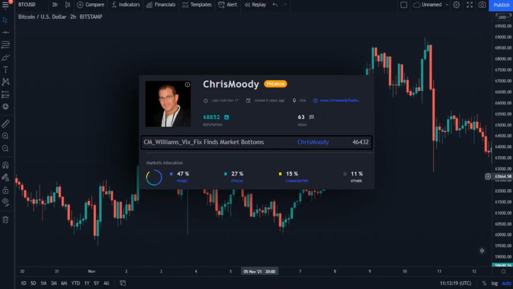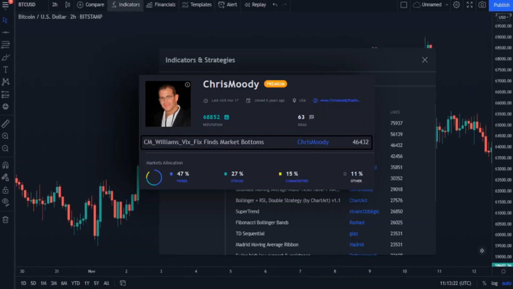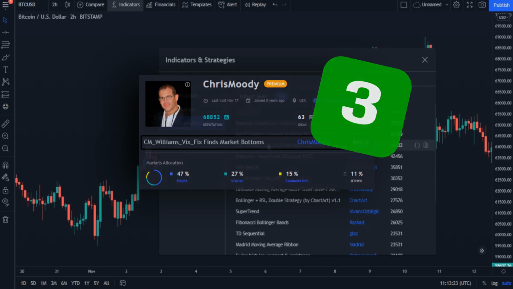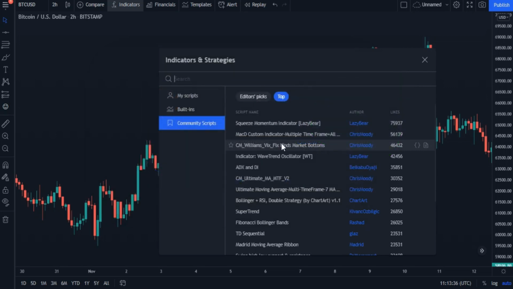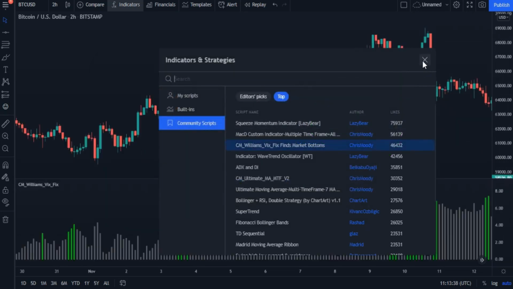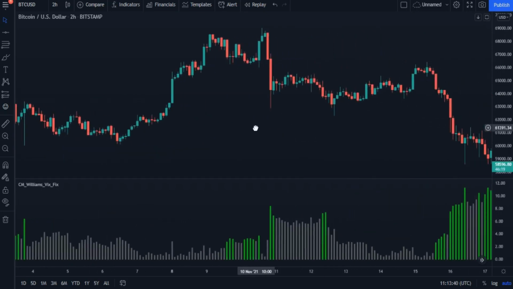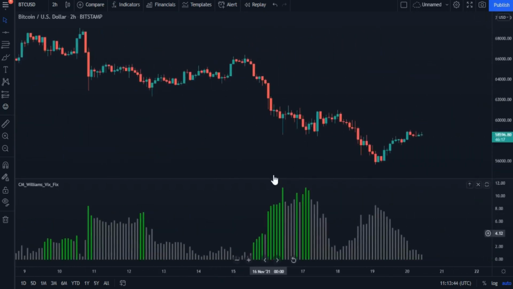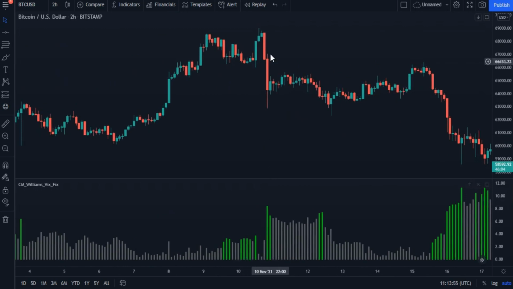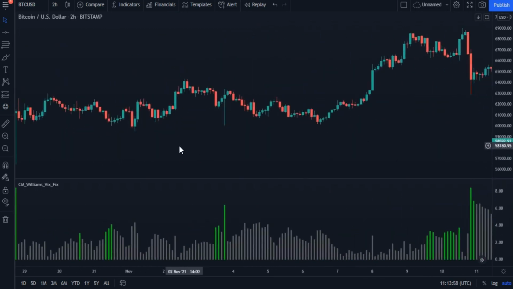In third place is the CM Williams indicator, which was also created by Chris Moody. Well, let's apply it to the chart and see how it works. This indicator helps us to find and determine the bottom of the market. As you can see, the longer the green bars, the more the market goes down. In general, it works like a volume indicator, but with some minor differences.